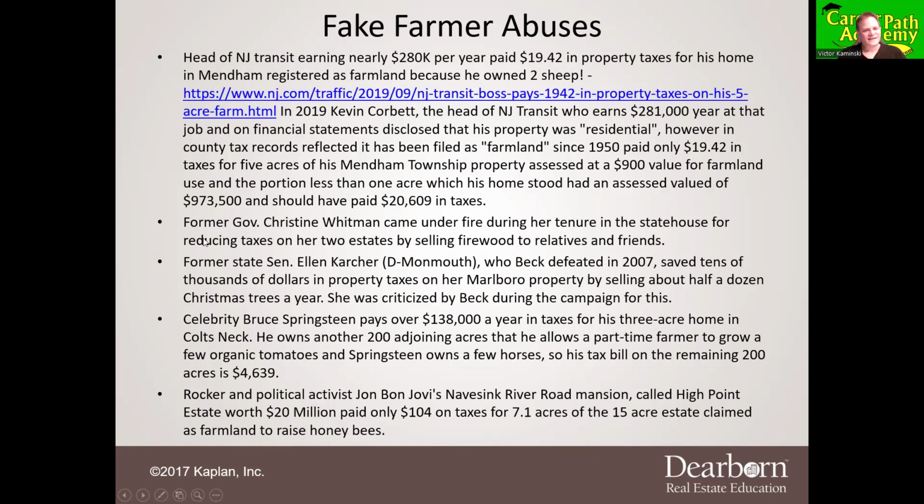So look, even the former governor, Christine Todd Whitman, came under fire during her tenure as governor when she paid next to nothing on her property taxes for her 2 estates in New Jersey because she claimed she sold firewood. She chops down trees. Can you picture her out there chopping down trees to sell firewood so that she pays next to nothing on her property taxes? No.